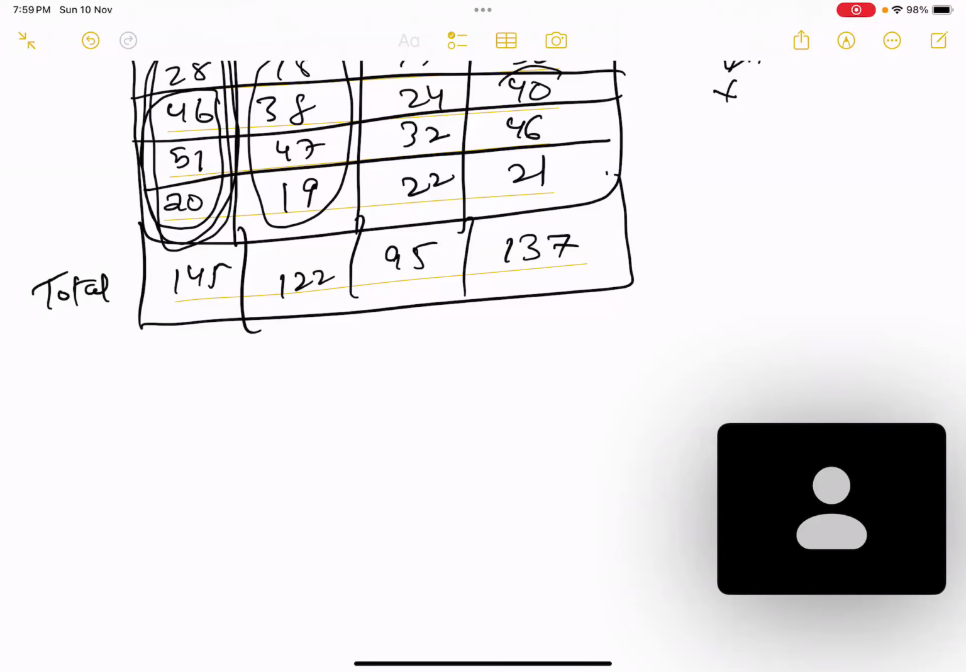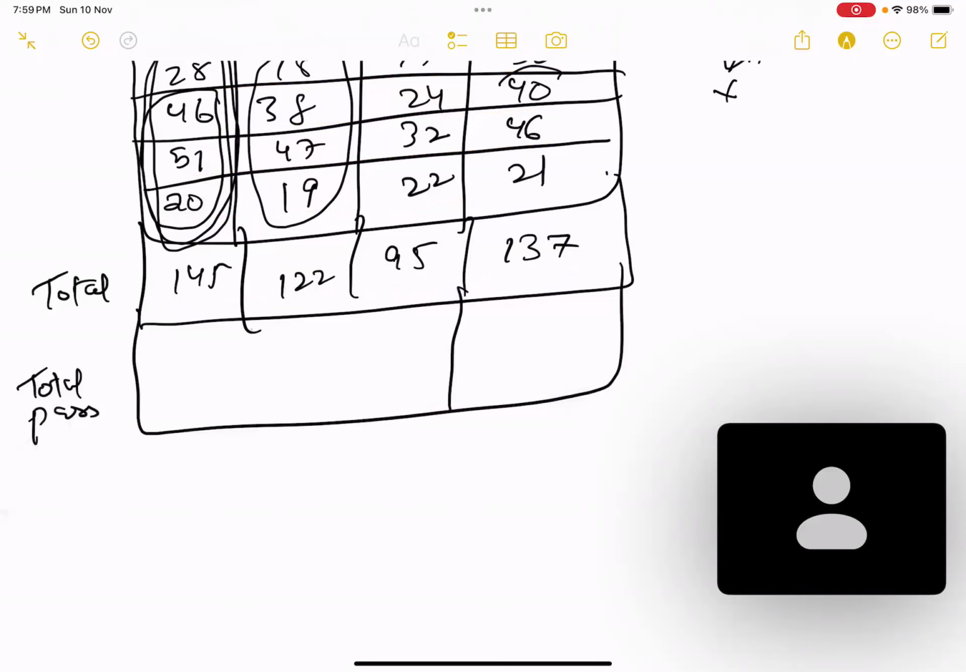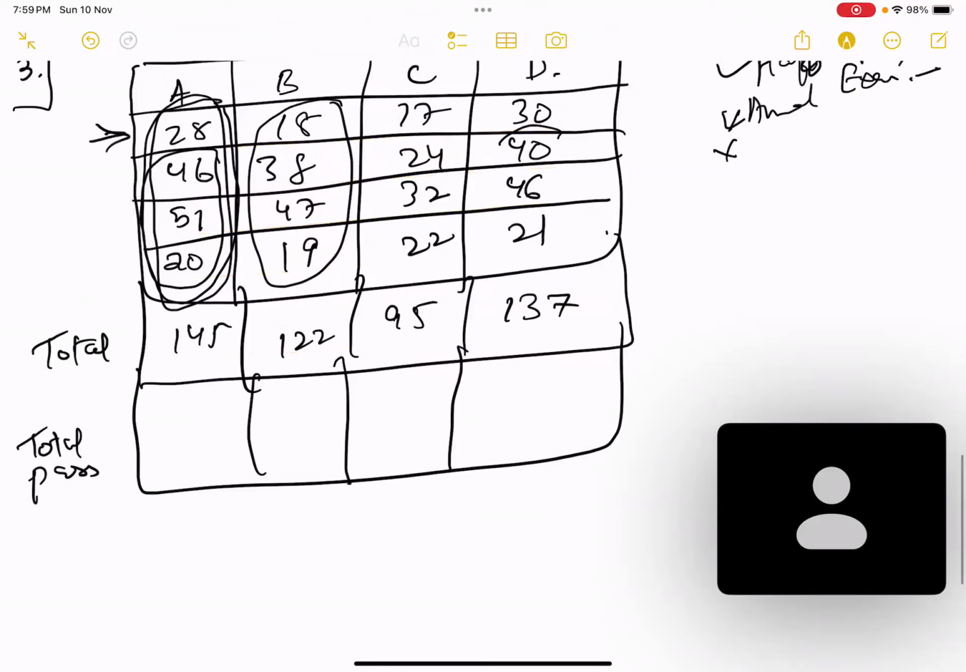So total pass. Now we'll ignore this one. This one is failed in both the exams. So we'll just take into account this. So we have 117, 104, 78, and 100.